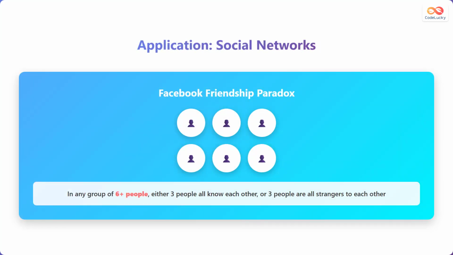Here is an application of the principle in network theory. This is the Facebook friendship paradox. In any group of 6 or more people, either 3 people all know each other, or 3 people are all strangers to each other. This is a direct application of the pigeonhole principle in social network analysis.